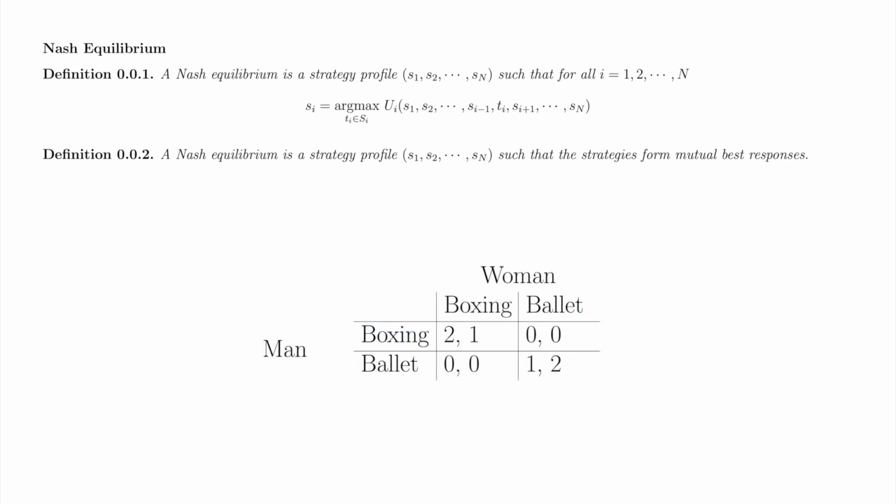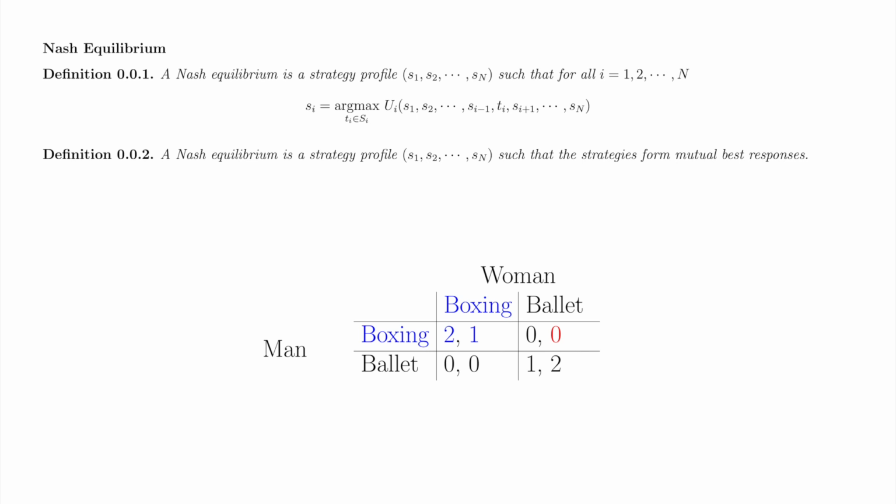Here's Battle of the Sexes. We'll check together that boxing-boxing satisfies the definition of Nash equilibrium. If both players play boxing, the man receives 2 and the woman receives 1. Boxing-boxing is a Nash equilibrium.